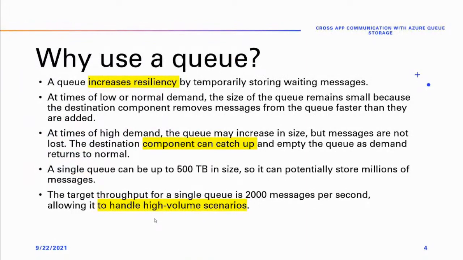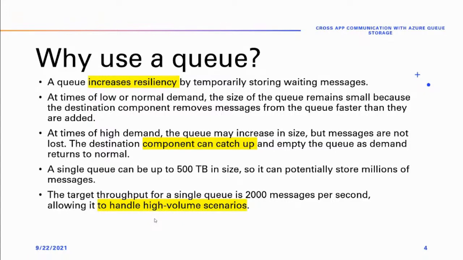So why would we want to use a queue? Queues increase resiliency by temporarily storing waiting messages, right? So remember, it's the service that's going to sit in the middle. Its sole purpose is to just handle your messages. And because that reduces the demand on the actual components, you get increased resiliency, right?